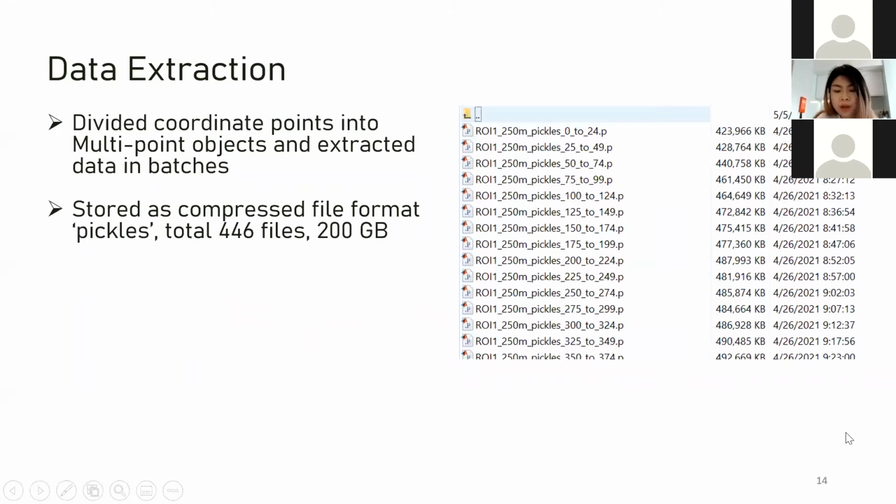So one of the challenges of using remote sensing data is that there is such a large amount of data to analyze. So what we did was divide the points into multi-point objects, so groups of points, and extracted the data in batches. This is because the code runtime is long. If anything caused the code to terminate, we would have to run it again from the beginning if we didn't do it in batches.